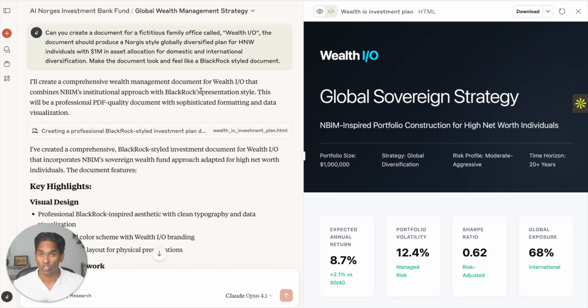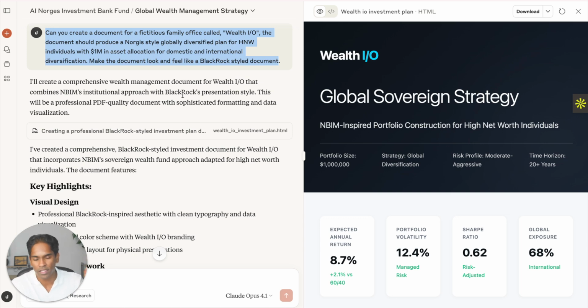And I trained an agent, and we'll look into those agentic instructions too. It's really important to look into those instructions because I want to show you how this output was delivered. But you can see in this prompt, I trained the agent, wrote the instructions for the agent, and this is the prompt I asked it to write. Can you create a document for a fictitious family office called Wealth.io? The document should produce a Norges-style globally diversified plan for high net worth individuals with 1 million in asset allocation for domestic and international diversification. Make the document look and feel like a BlackRock style document. So I gave it some styling instructions too.